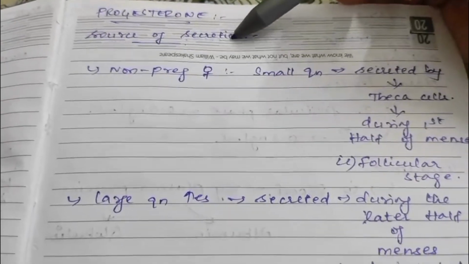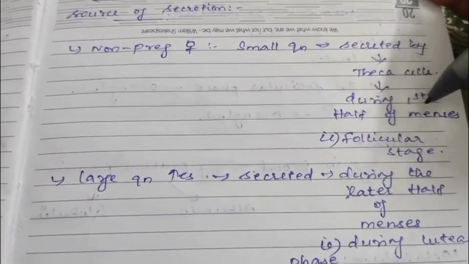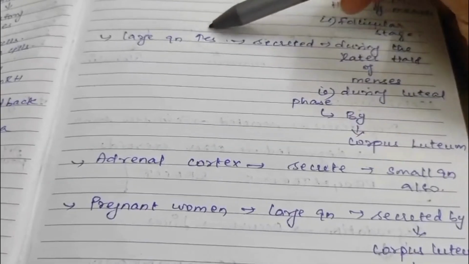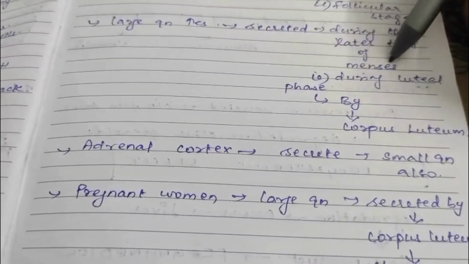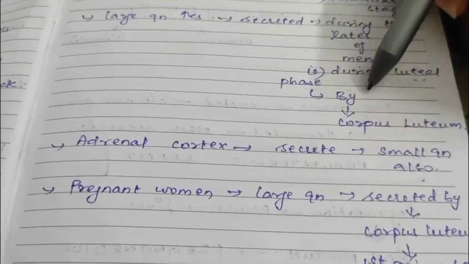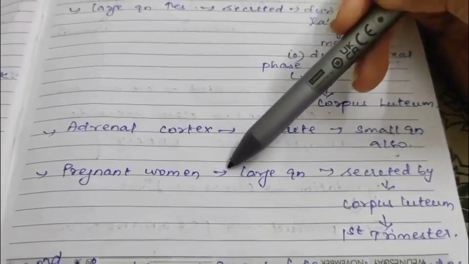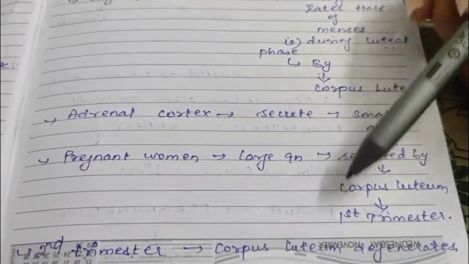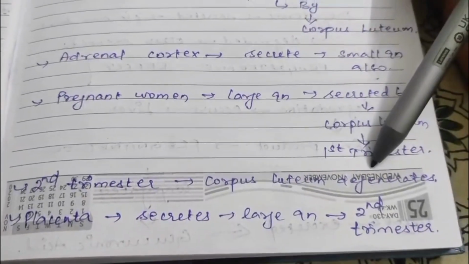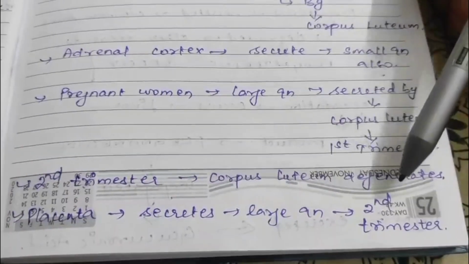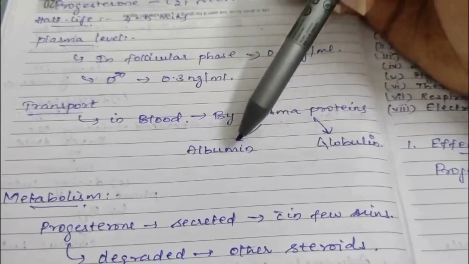Progesterone, source of secretion. In non-pregnant women, small quantities are secreted by the theca cells during the first half of the menses, that is the follicular stage. Larger quantities are secreted during the later half of the menses, that is the luteal phase, by the corpus luteum. The adrenal cortex also secretes a small quantity. In pregnant women, a large quantity is secreted by the corpus luteum in the first trimester. In the second trimester, the corpus luteum degenerates and the placenta secretes a large amount. Transportation occurs in blood by plasma proteins, albumin and globulin.